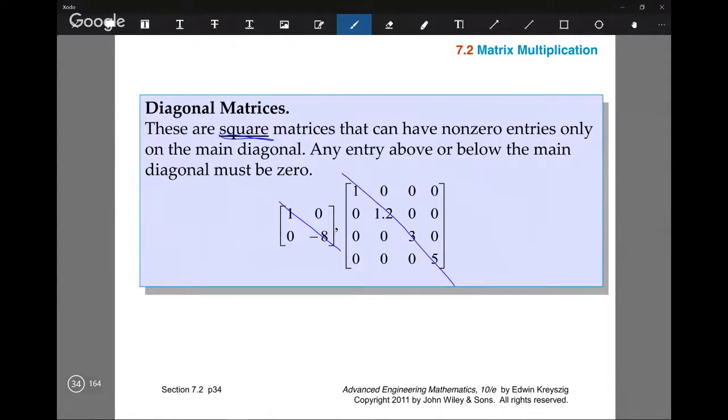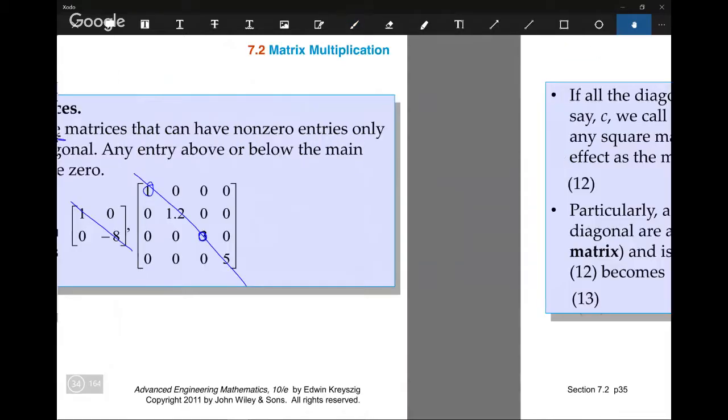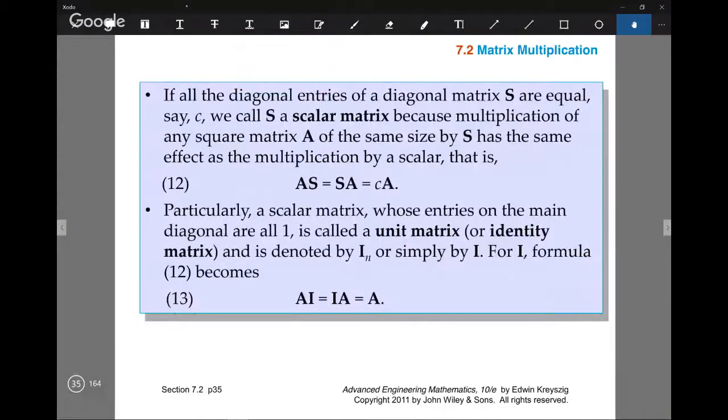You can have non-zero elements only on the diagonal. They can have zero elements here as well. That would still be a diagonal matrix, but they cannot have non-zero elements not on the diagonal. A scalar matrix is a diagonal matrix where all of the elements are equal. So, for example, 2, 2, 2, 0, 0, 0, 0, 0, 0. So this would be a scalar matrix.